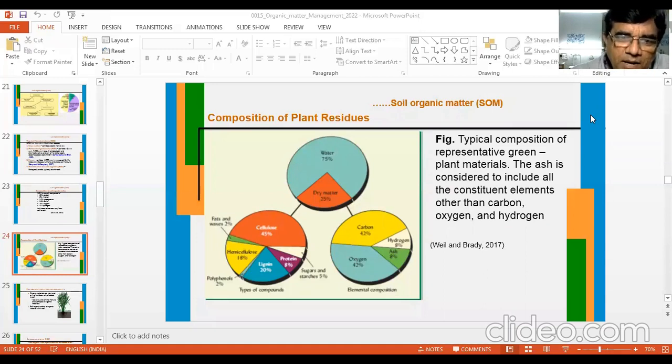So you can see the major parts are cellulose, lignins, and hemicellulose, and the less prominent parts are proteins, sugars, starches, fats, and waxes. On an elemental basis, you can see organic matter is composed of 42% carbon, 8% hydrogen, 42% oxygen. So the plant body is largely made up of carbon and oxygen, and ash is 8%. This ash contains all kinds of minerals, maybe 60 or more than 60 minerals. This is typical composition representative of green plant materials. The ash is considered to include all the constituent elements other than carbon, oxygen, and hydrogen.